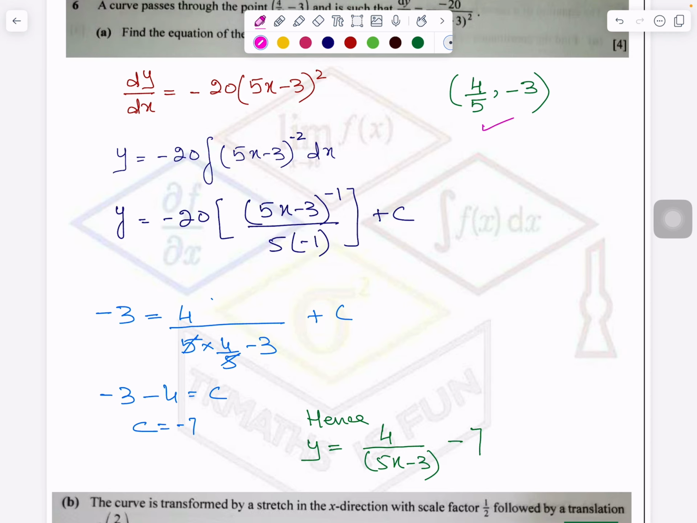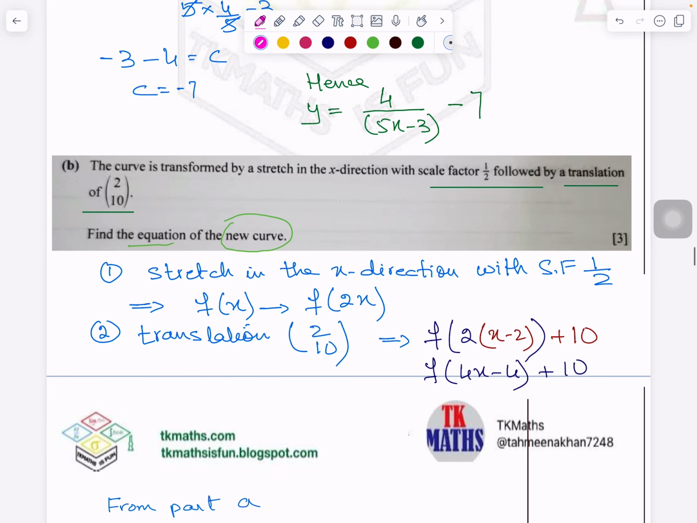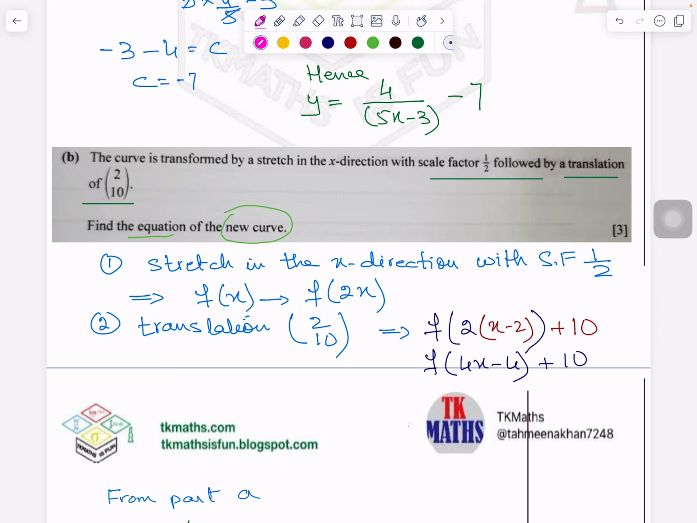Now the next part is connected with the transformation. It is said the curve is transformed by a stretch in the x-axis with the scale factor half, and then it is translated by the column vector 2, 10. Now we know when a column vector is written like this, 2 means it is moving towards the right, and this 10 means it is moving upward.